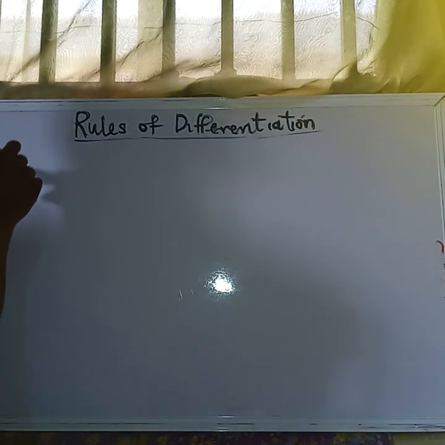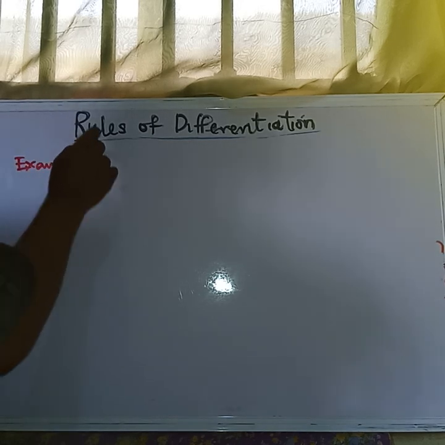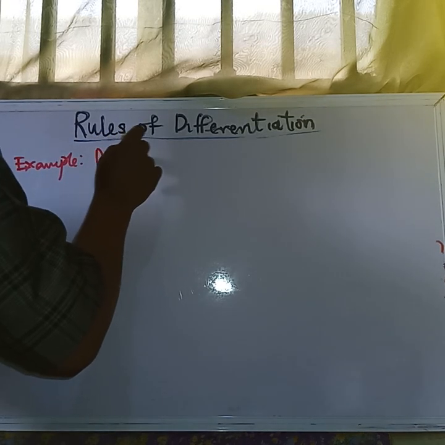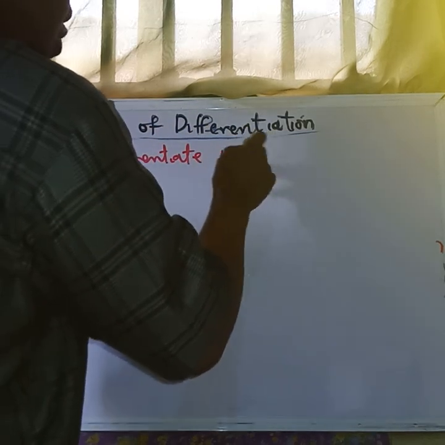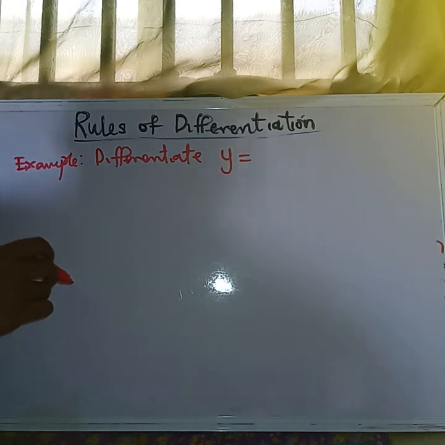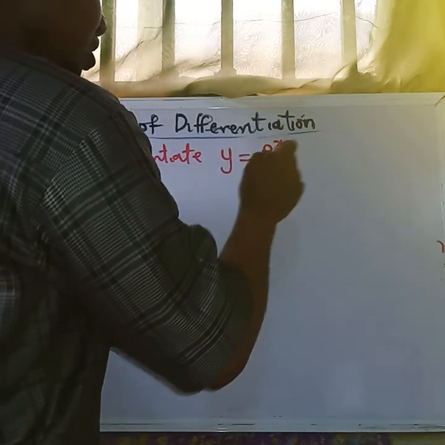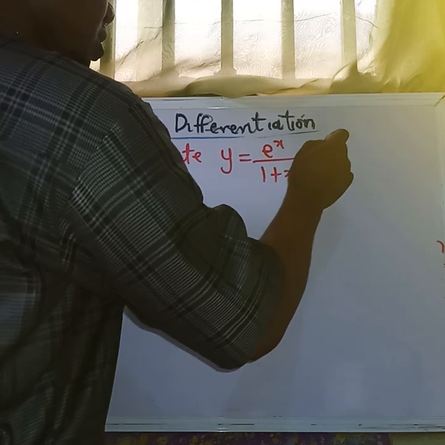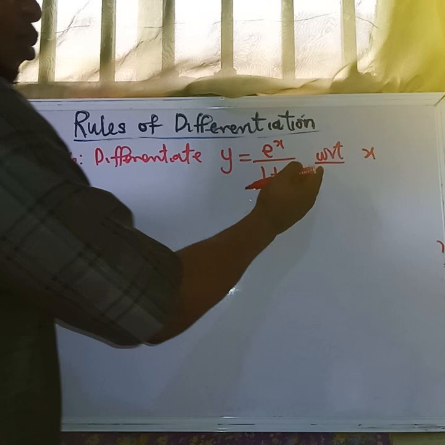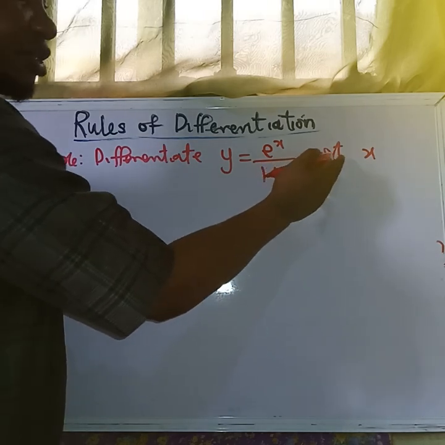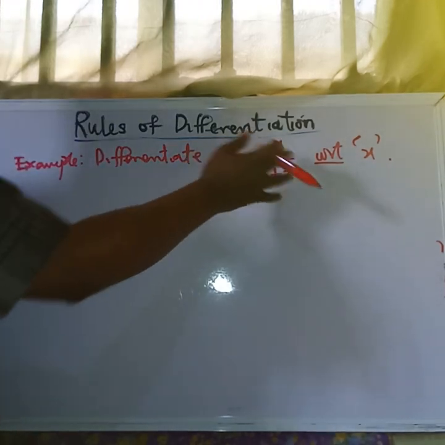The first example here says we should differentiate the function y equal to exponential x over 1 plus x squared with respect to the argument x. We have said this earlier that this means with respect to. So the argument is x here, which is why it depends on x.